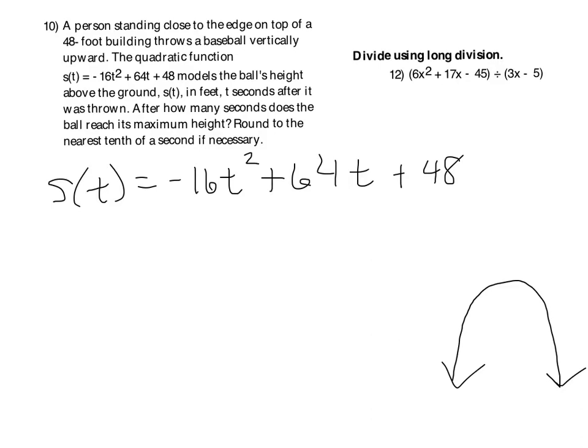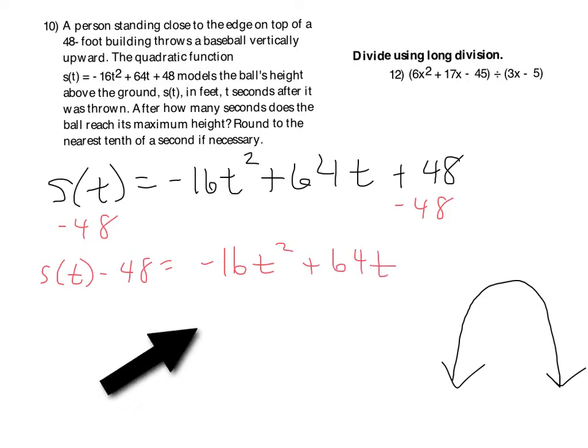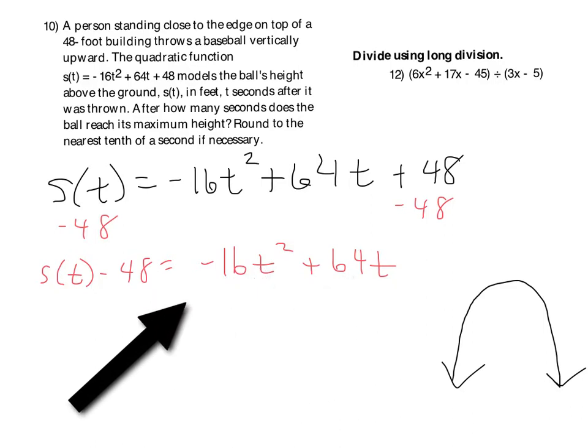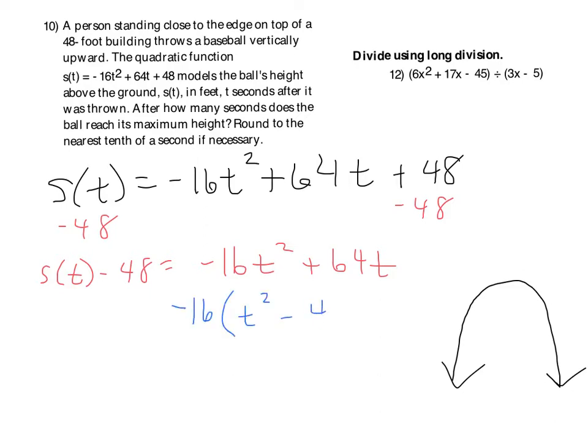So we have our equation, same steps as before. Move your 48. Negative 16t squared plus 64t. Anytime you have a coefficient, which means a number in front of your squared term, you have to factor it out first, and that means divide both of those by that number. And then always leave yourself a gap.